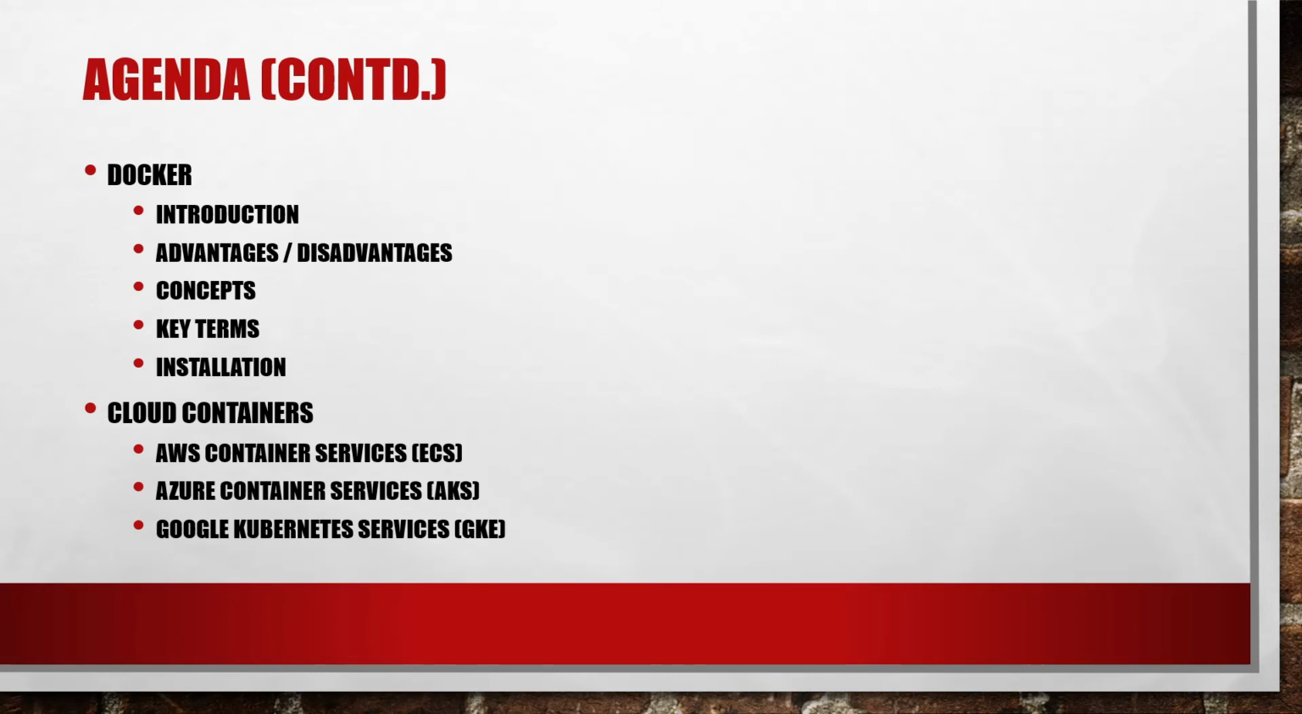All right, and then we'll talk about the cloud containers. So for cloud containers, AWS has its own, which is known as ECS. Azure has its own, which is known as AKS, that is Azure Kubernetes Service, and then Google has Google Kubernetes Engine, which is GKE. So these are the cloud containers that we are going to talk about.